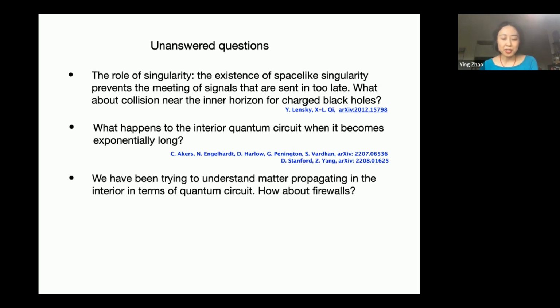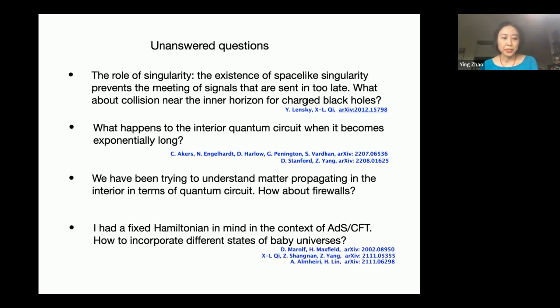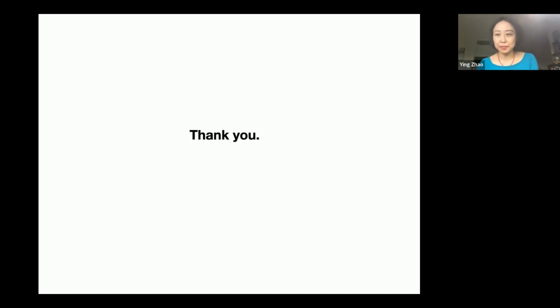We have been trying to understand ordinary matter propagating in the interior in terms of a quantum circuit, but how about firewalls? And at the end, I had a fixed Hamiltonian in mind in the context of AdS/CFT, and how to incorporate different states of baby universes. These are some more difficult questions, more conceptual. I just leave it here, and that's all I have. Thank you.